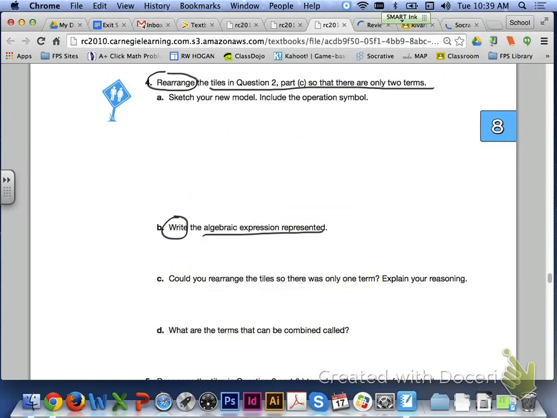Let's take a look at number 4 at the top of page 579. It says to rearrange the tiles in question 2, part C, so that there are only 2 terms. Letter A says to sketch your new model, include the operation symbol. Letter B says to write the algebraic expression that is represented. And then letter C says, could you rearrange the tiles so there was only 1 term? Make sure that you explain your reasoning. And what are the terms that can be combined called? So go ahead and do number 4, letters A through D.